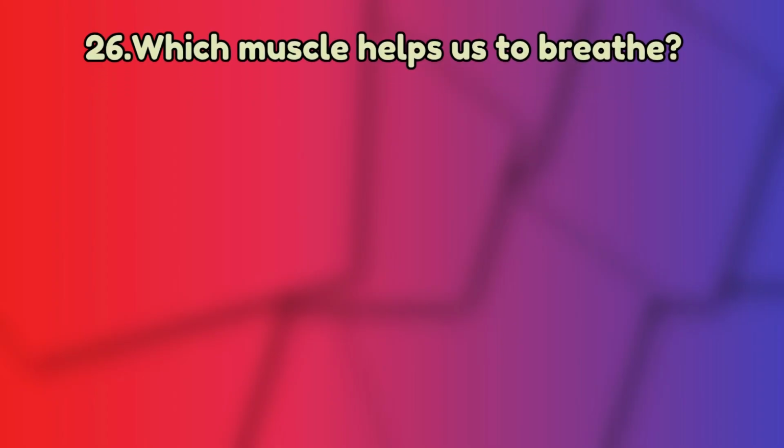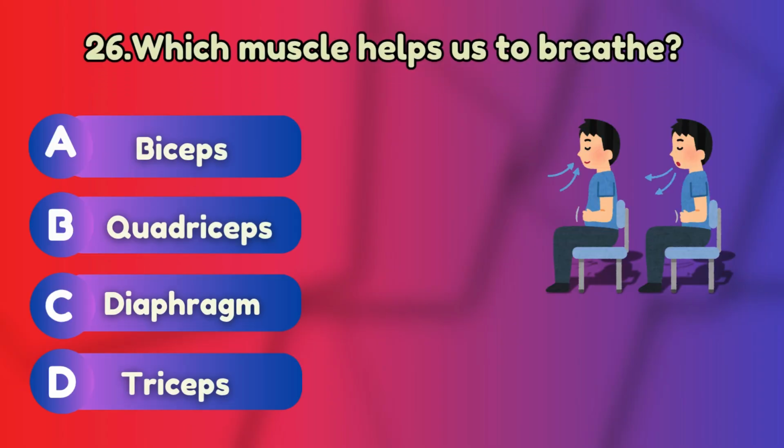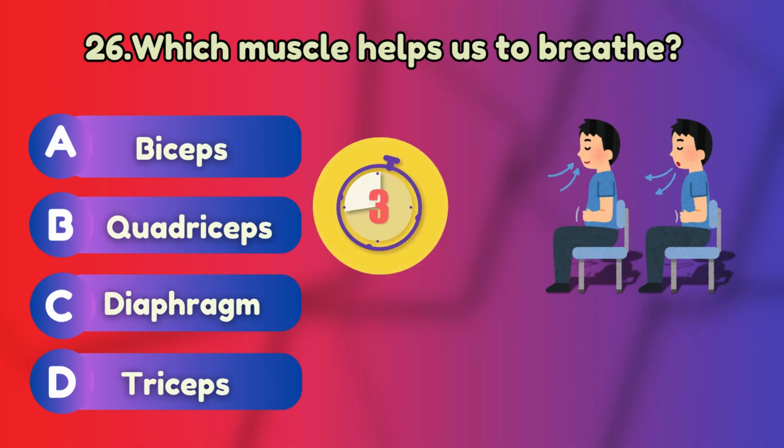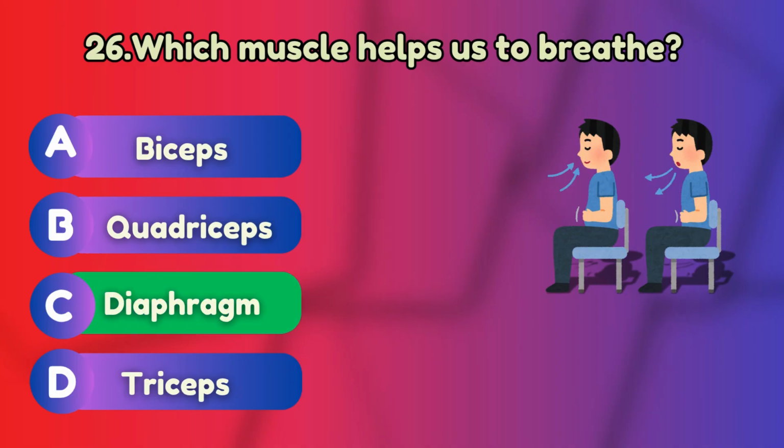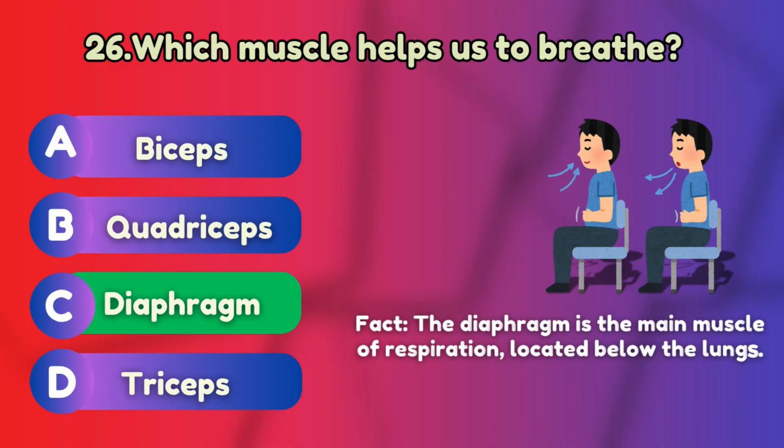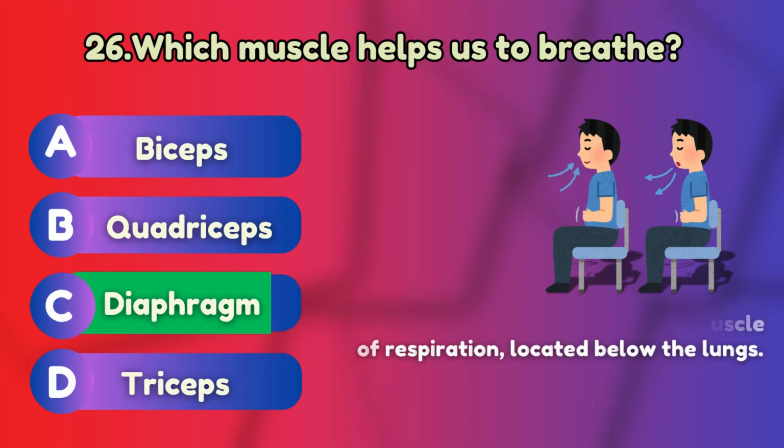26. Which muscle helps us to breathe? A, biceps, B, quadriceps, C, diaphragm, D, triceps. Right answer, diaphragm. Fact: the diaphragm is the main muscle of respiration, located below the lungs.